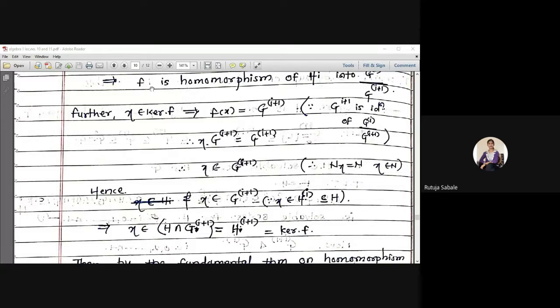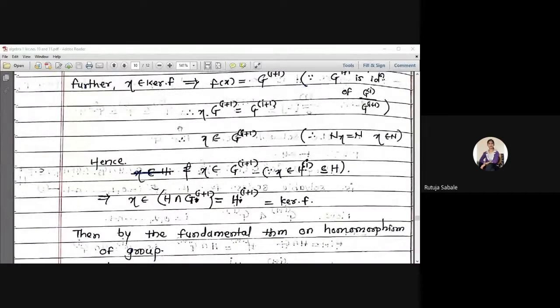If x belongs to kernel of f, it means kernel of f is the subset of domain. The domain is h raised to i, but h raised to i is the subset of h. Hence, this x must belong to h. Hence, we get here at last f of h x belongs to g i plus 1. It implies x must belong to h intersection g i plus 1, which is nothing but x is equal to h i plus 1.